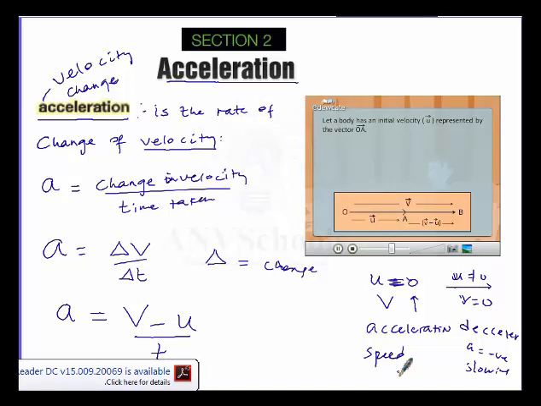So acceleration is defined as the difference between final velocity and initial velocity divided by time. The SI unit of acceleration is derived from the unit of velocity, that is meter per second. The SI unit of velocity is meter per second, and acceleration is the change in velocity divided by the change in time.